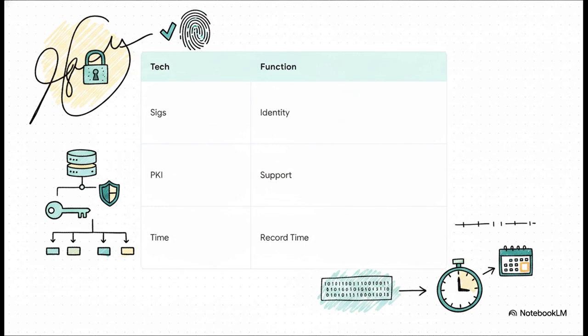To achieve non-repudiation, organizations rely on some very specific technologies. Digital signatures prove identity and ensure document integrity. Public Key Infrastructure, or PKI, supports those highly secure electronic signatures. And timestamping records the exact, undeniable moment an action happens.